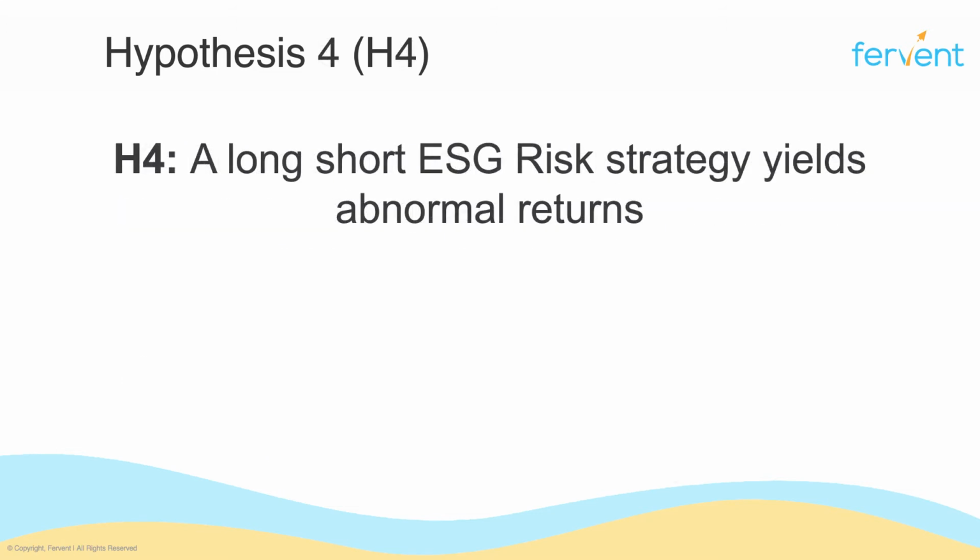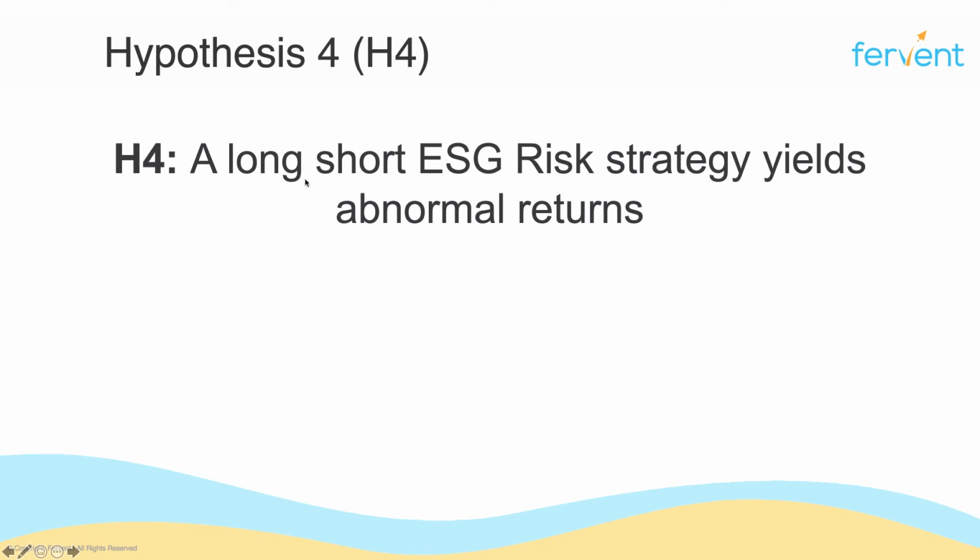H4 says that a long-short ESG risk strategy yields abnormal returns. Okay, importantly again, remember, and I appreciate I'm saying this over and over again, but it's only because I can't stress the importance enough. Although this looks like a definitive and conclusive statement, remember it is purely and only a hypothesis. So we're hypothesizing that a long-short strategy based on ESG risk will yield abnormal returns.